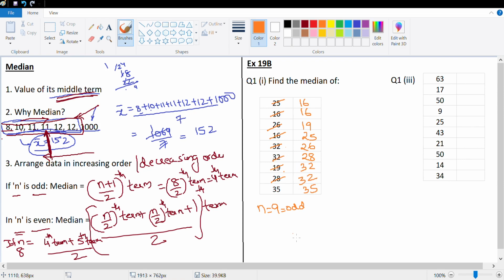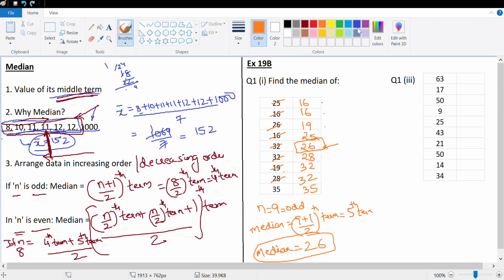Since n is odd, median will be equal to the (9 plus 1) upon 2th term, which is the fifth term. So let's count the fifth term: 1, 2, 3, 4, 5. So median is 26. Median is equal to 26 for this given data. Good. Let's look at the next question.